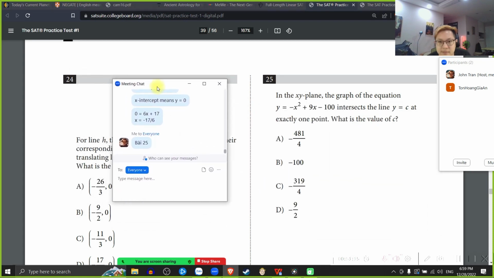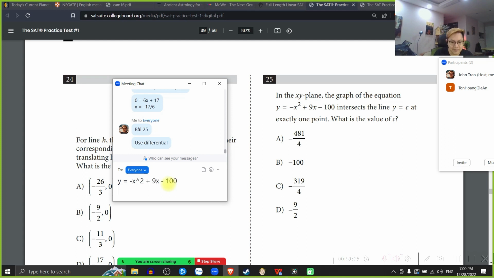So how can we solve it in an easier to understand way? There's one way, which is to use differentiation. So y equal to minus x squared plus 9x minus 100.